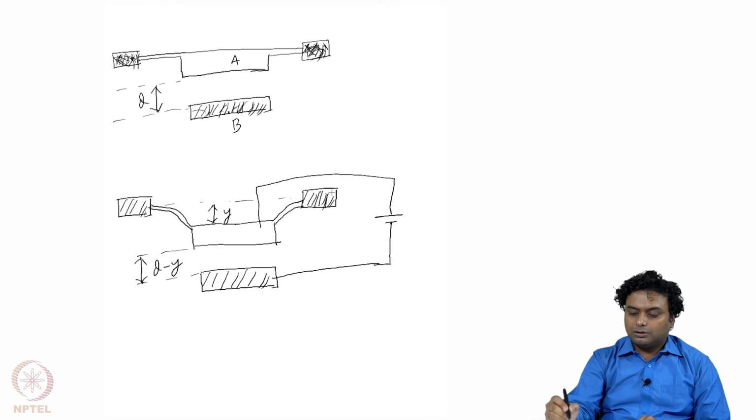Okay. So, these two are the fixed supports, this one and this one, and this is a fixed plate which is electrically connected to the ground, and the top plate is connected to some positive potential. Okay. Now, there will be electrostatic attraction, and because of that the top plate A comes even closer to B.